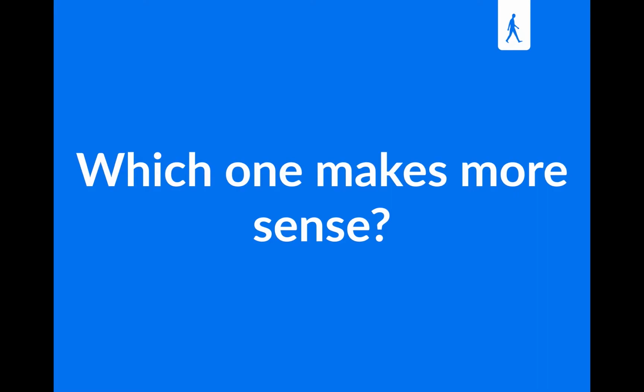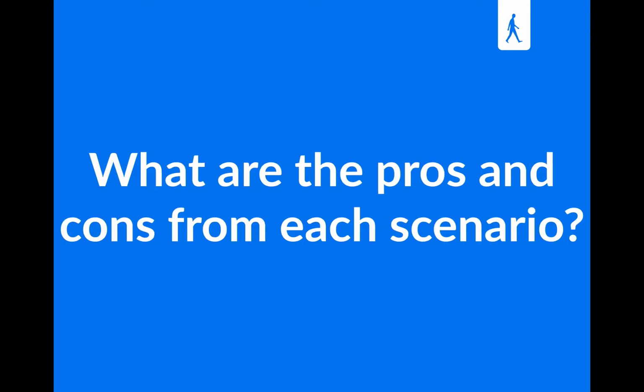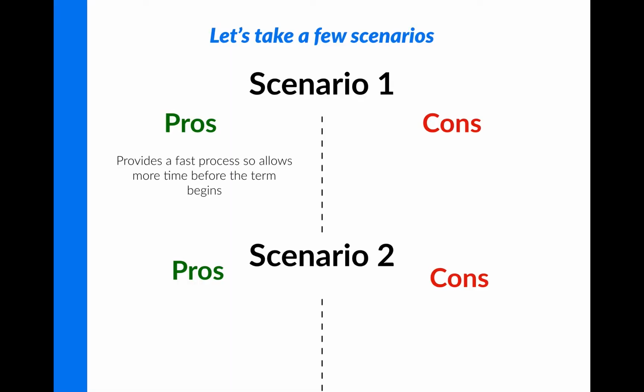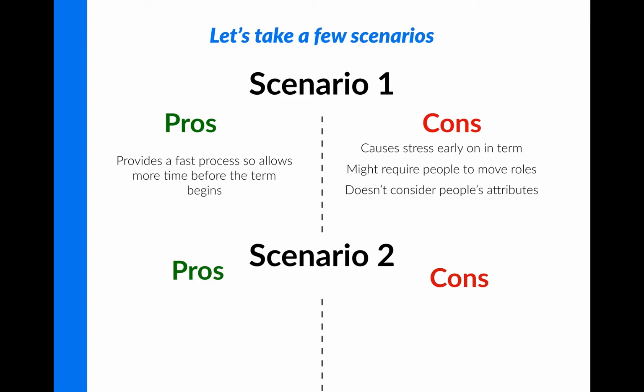Which one out of those two scenarios do you think makes more sense to follow? Now, most importantly, what we're going to go through is what are the pros and the cons for each scenario. So for scenario 1, the pro is it provides a very fast process, so it allows more time before the term begins. But there are multiple cons, with it causing stress early on in the term. It could require people to move roles. It doesn't consider people's attributes, and it'll take the first 3 months to gain the information you could have had before the term begins as a whole.